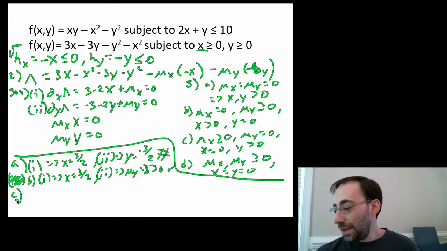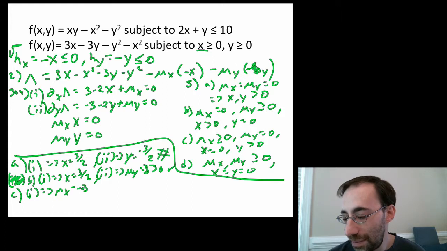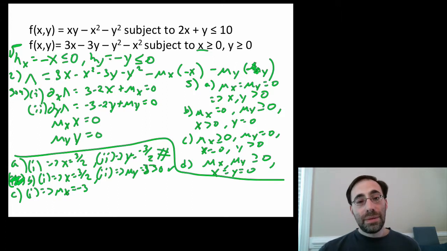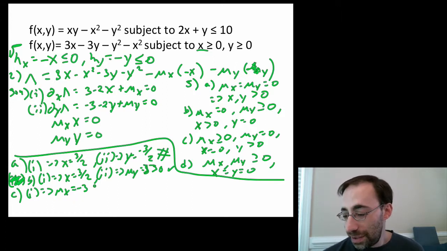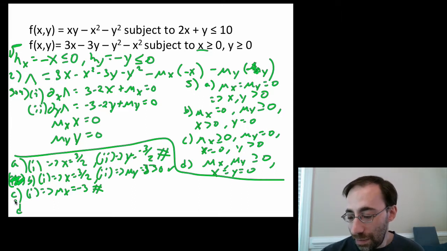C. In C, we have x equals 0. So 1 implies mu x equals negative 3. That is not greater than or equal to 0. So we can stop right there, and this is not a possibility because we violated the assumption that mu x was greater than or equal to 0. So that's not it. We have 1 more to go.